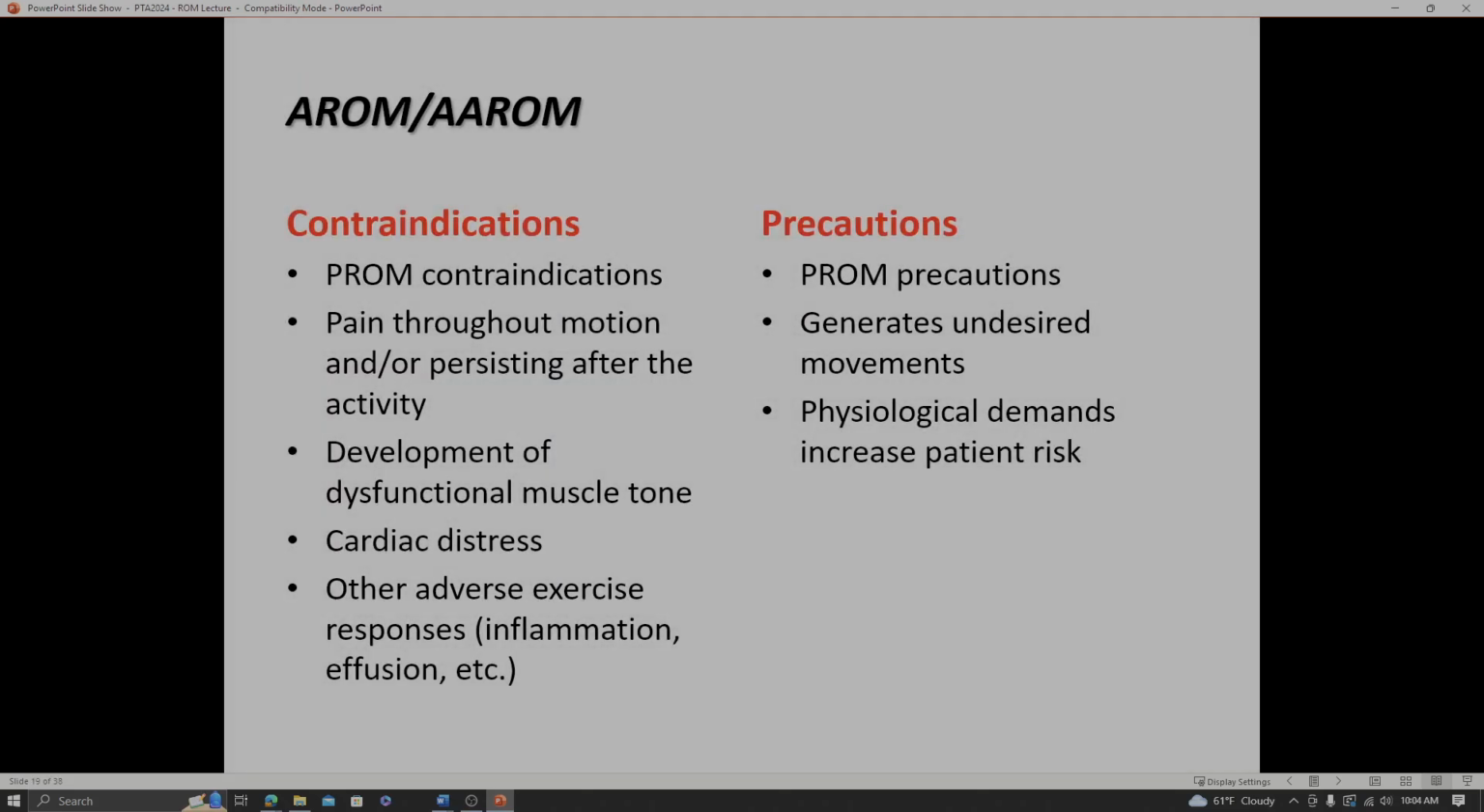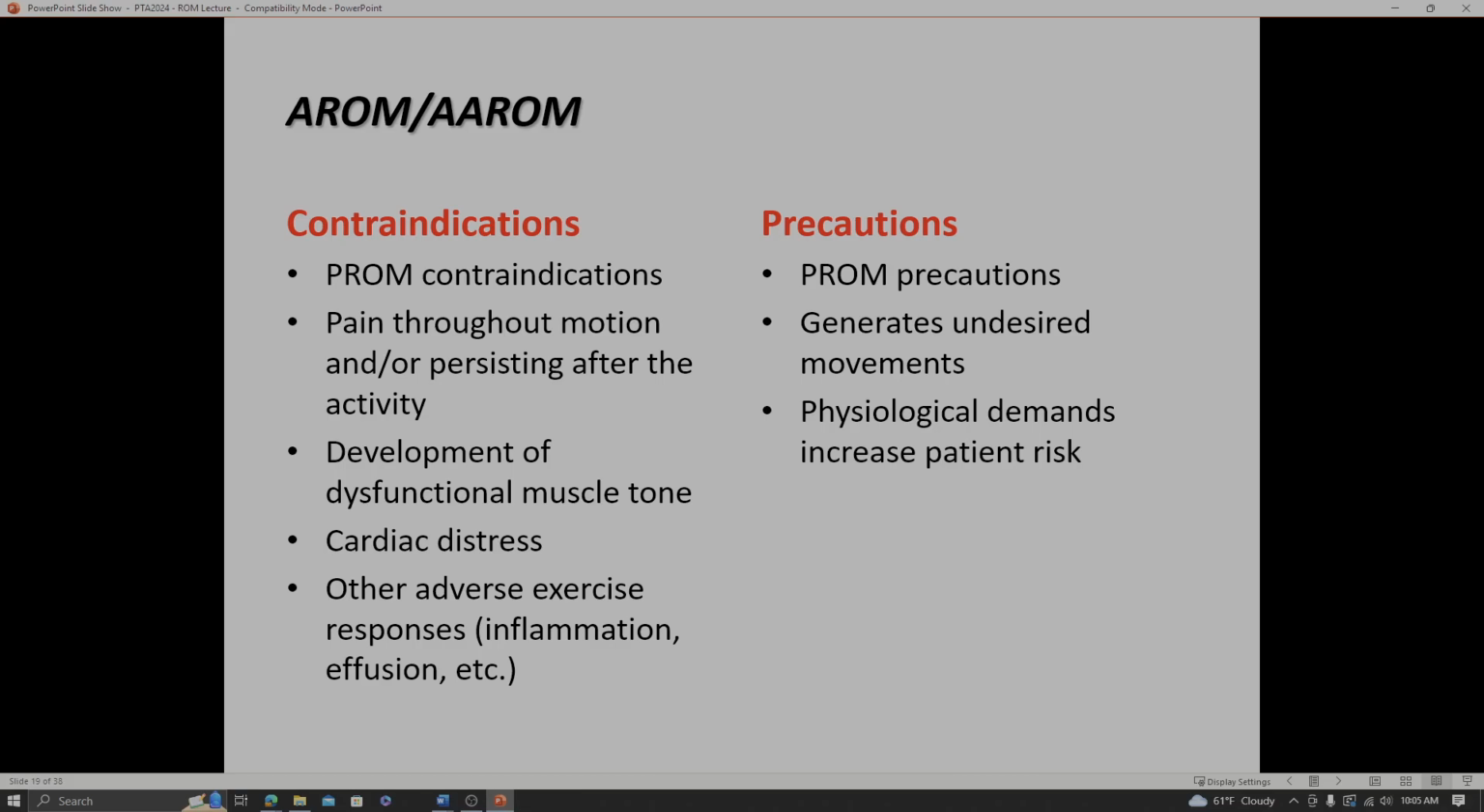When you have active or active assistive range of motion, all the passive range of motion contraindications we talked about are going to hold true, in addition to some other things, right? So pain throughout the movement or that's persisting after the activity, right? You killed me, I was sore for 3 days after that. Development of dysfunctional muscle tone. So if adding active range of motion contributes to or furthers dysfunctional muscle tone, no good.